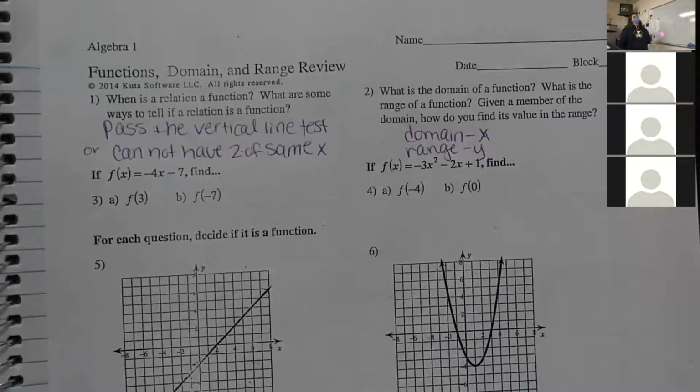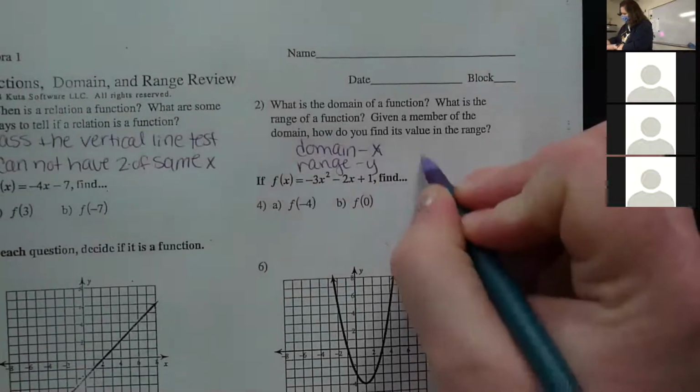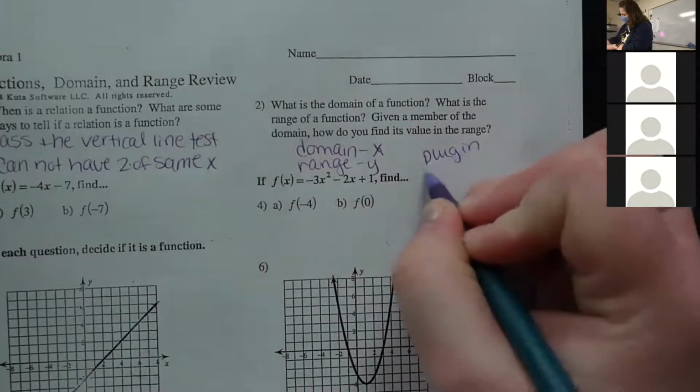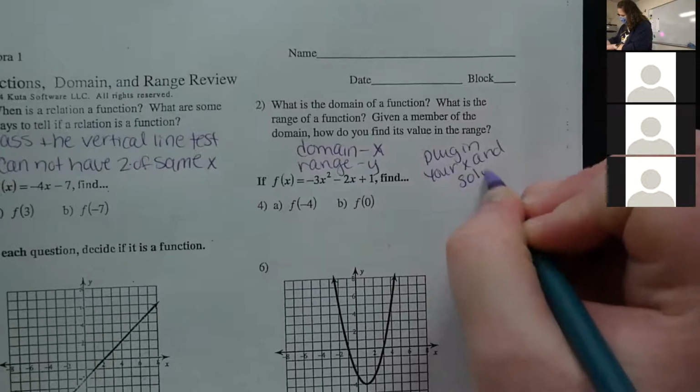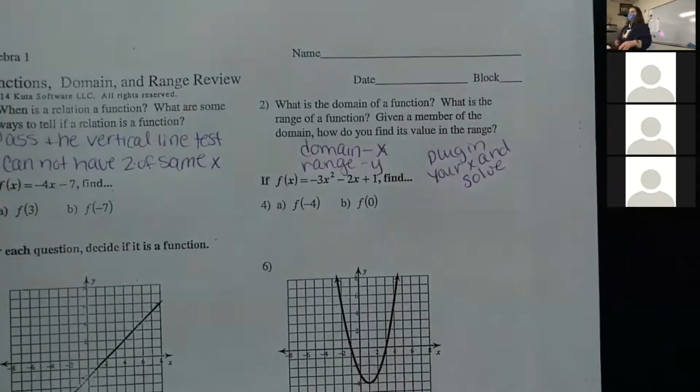And then it says, given a member of the domain, so they give you an X, how would you find that Y? And you guys literally do this all the time without even thinking. You plug in your X and solve. And you guys are so good at doing it, you don't even know you do it. I give you an X, you automatically plug it in that equation, and you tell me what the answer is.